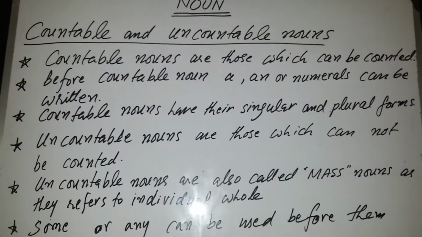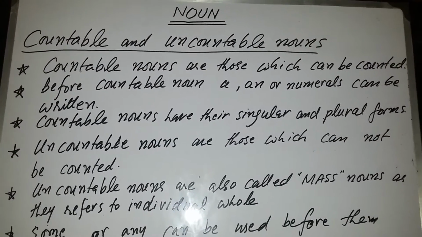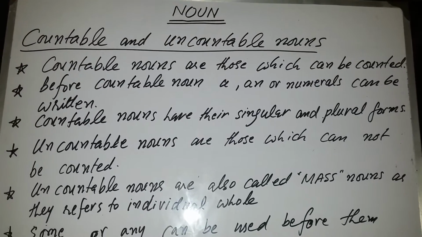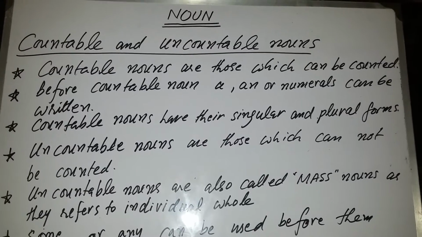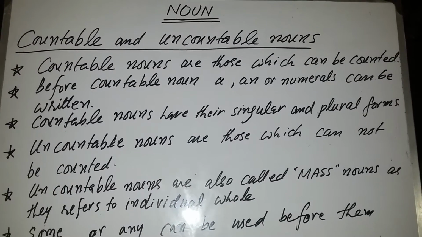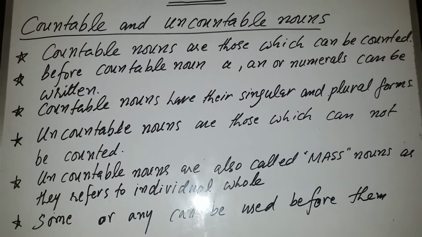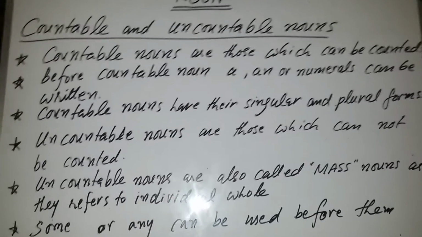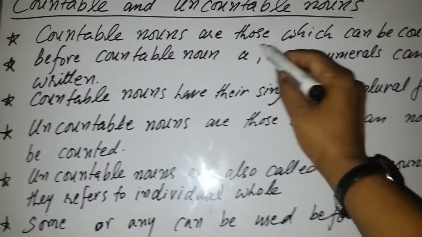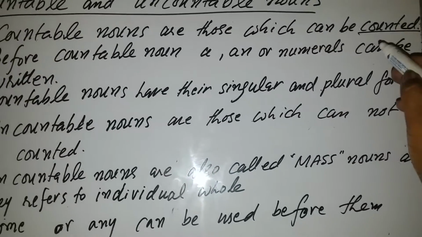Now another pair, that is countable and uncountable nouns. What is the definition of countable nouns? Countable nouns are those which can be counted. Before a countable noun, a, an or a numeral can be written. Countable nouns have their singular and plural forms. This is the definition of countable noun. Simple definition: which can be counted.